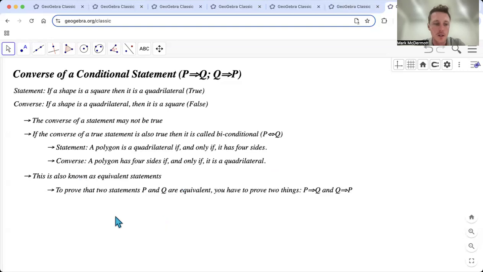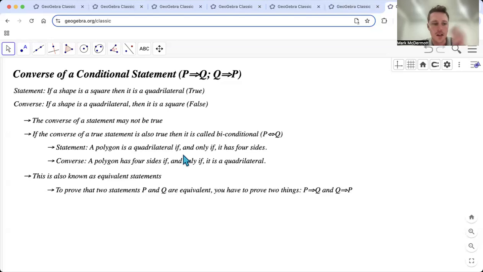And what we also need to know, to sort of wrap things up, is that to prove that two statements P and Q are equivalent, you have to prove two things: P implies Q and Q implies P. So you need to show that both of these things are true to show that your statements are equivalent or biconditional. Sometimes we just refer to it as if and only if statements.